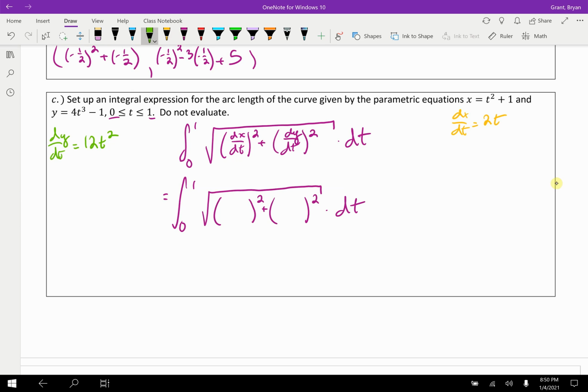Our dy/dt was 12t squared. Of course, order is not important. You're just adding two things together. So you could put dy/dt first if that makes you happy, and this one here. And that's it. This is very, very common. We mentioned this first semester too when finding arc length.